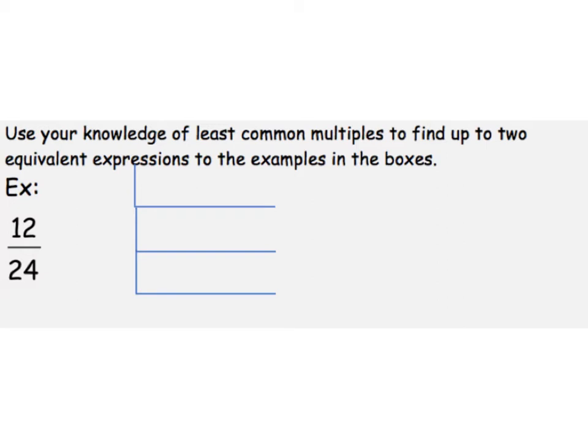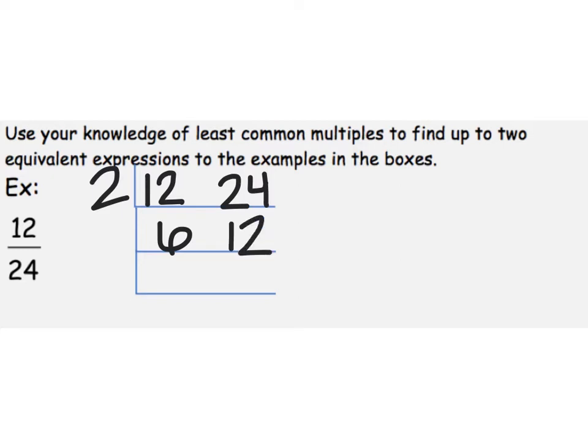So, here we can still use the ladder method. So, we'll write our numerator and our denominator inside the box. So, we can take out a lot of numbers here, but let's start off with 2. 12 divided by 2 is 6. 24 divided by 2 is 12. Awesome. We could take out 6 and we'll get 1 and 2. And we'll put our slashes.